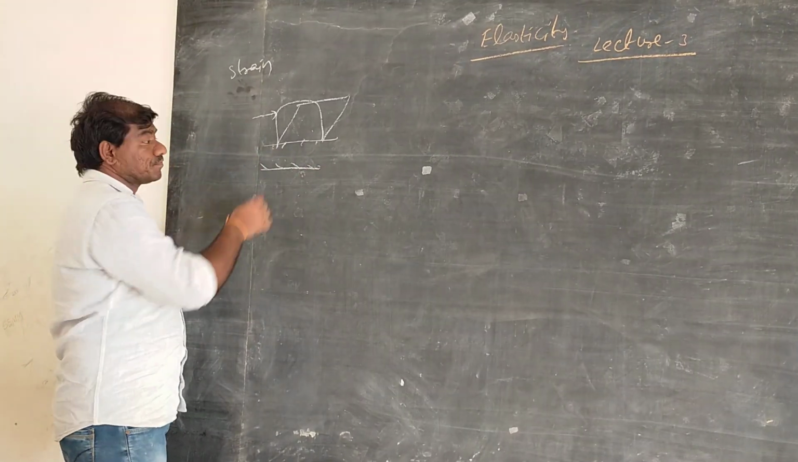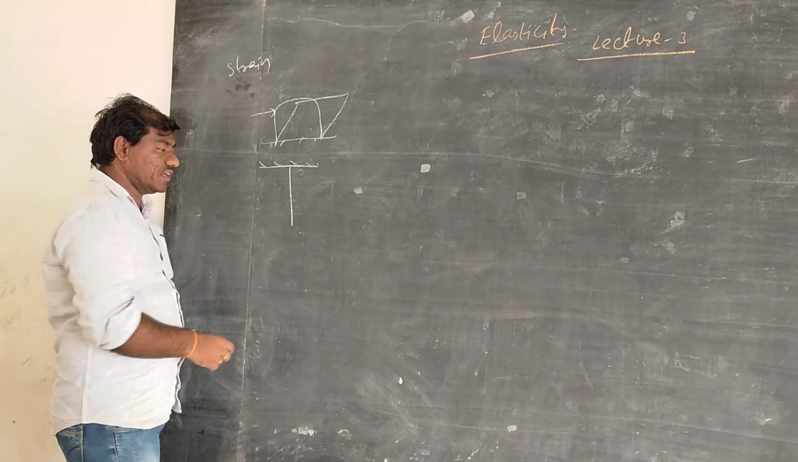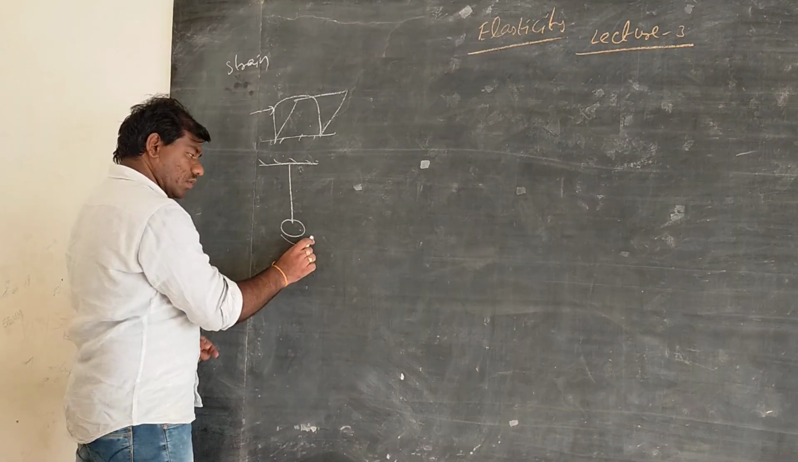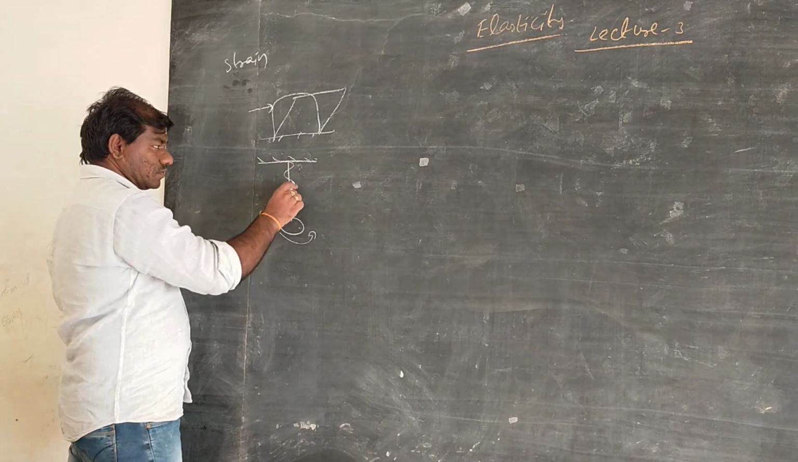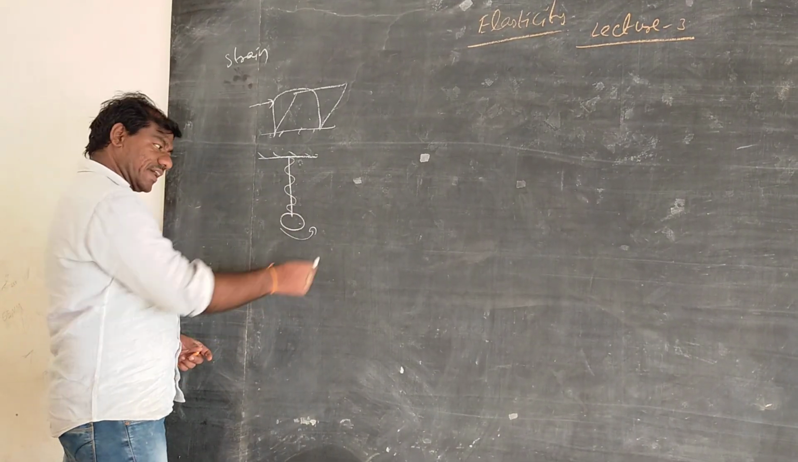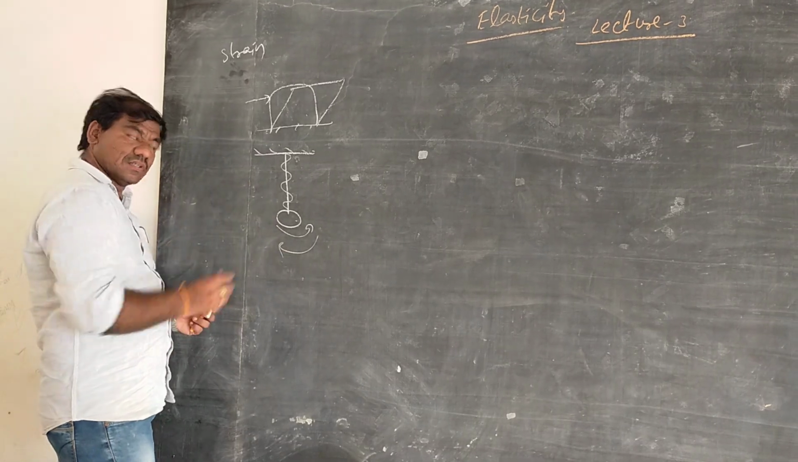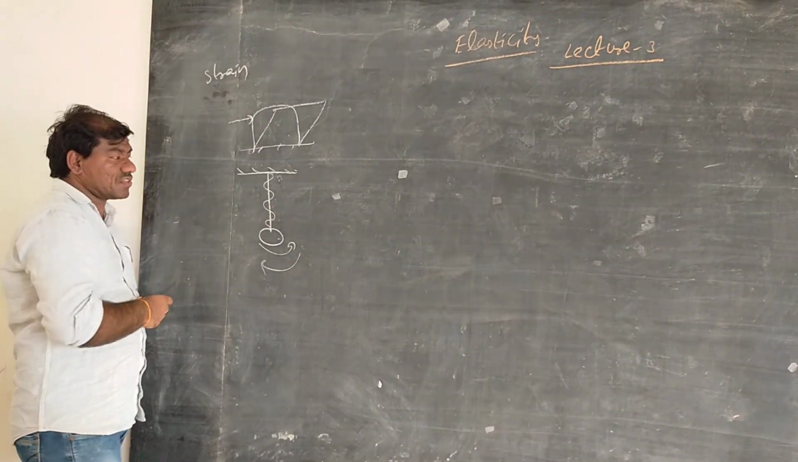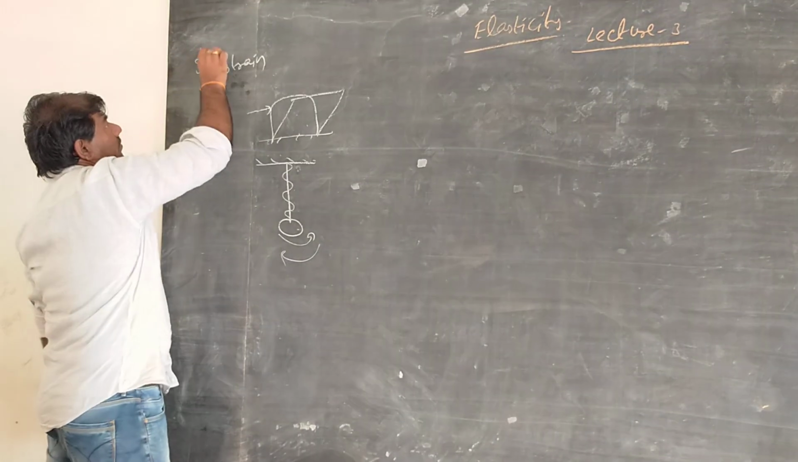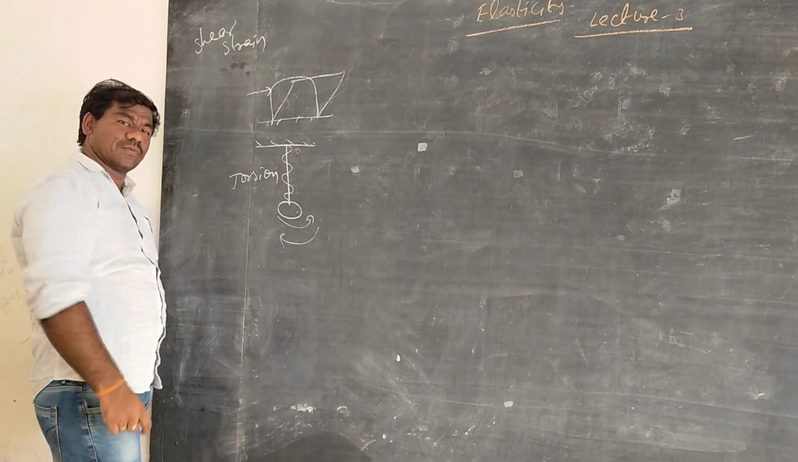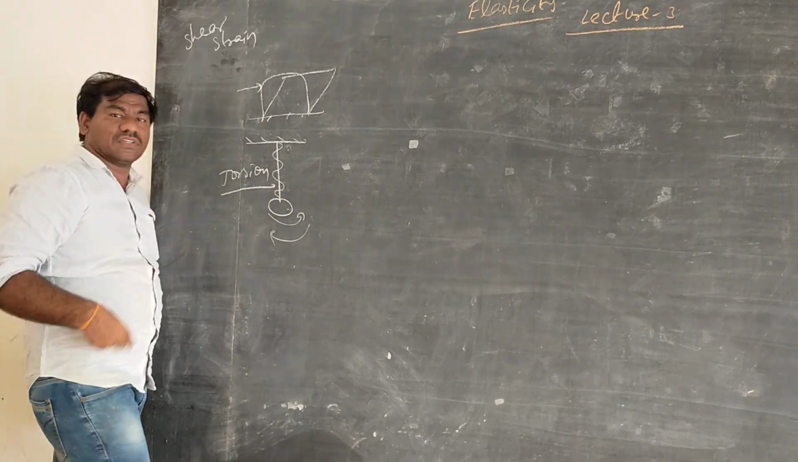If you fix a wire rope here, and tie a stone to it, and rotate it like this, what happens now? Torsion will be developed. And if you release it, what happens? Again it is going to rotate back like this. So this is called a torsional strain, nothing but shear strain. Torsion is produced in this. This is a live example of shear strain.